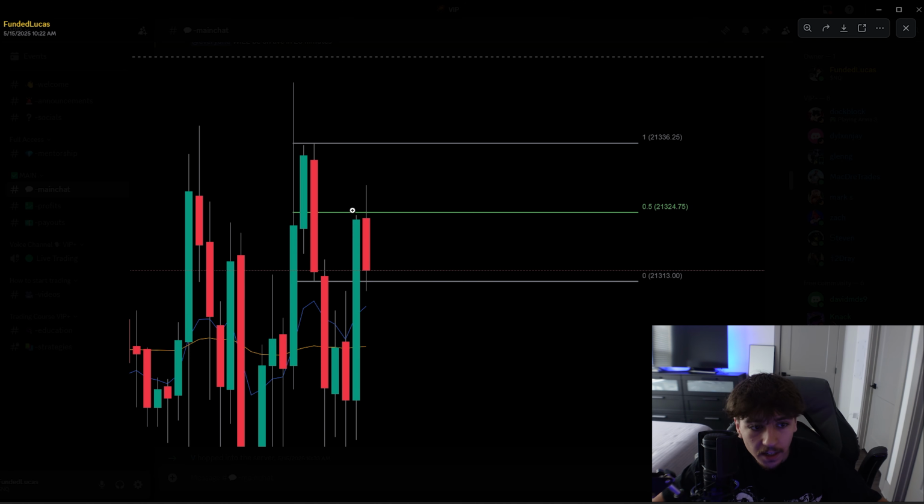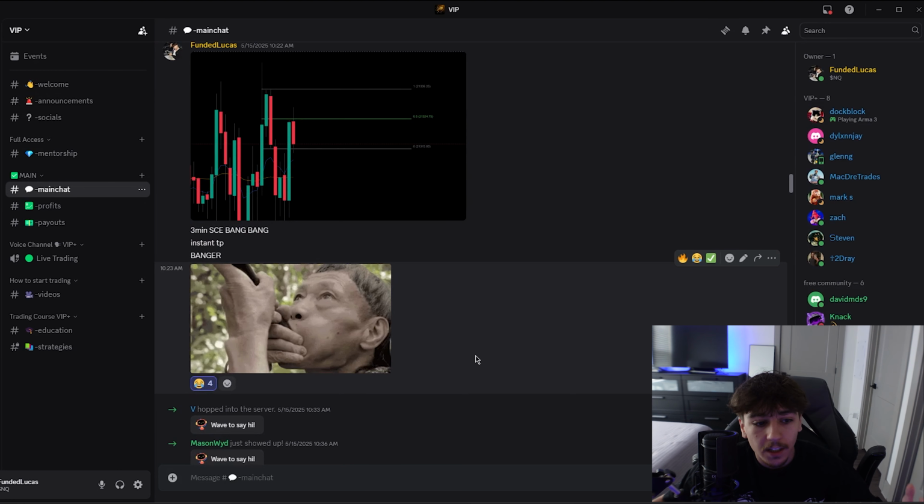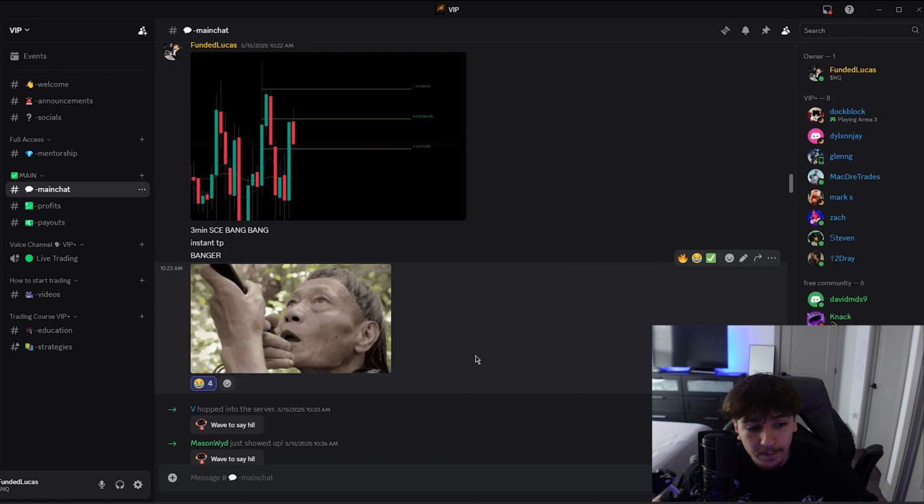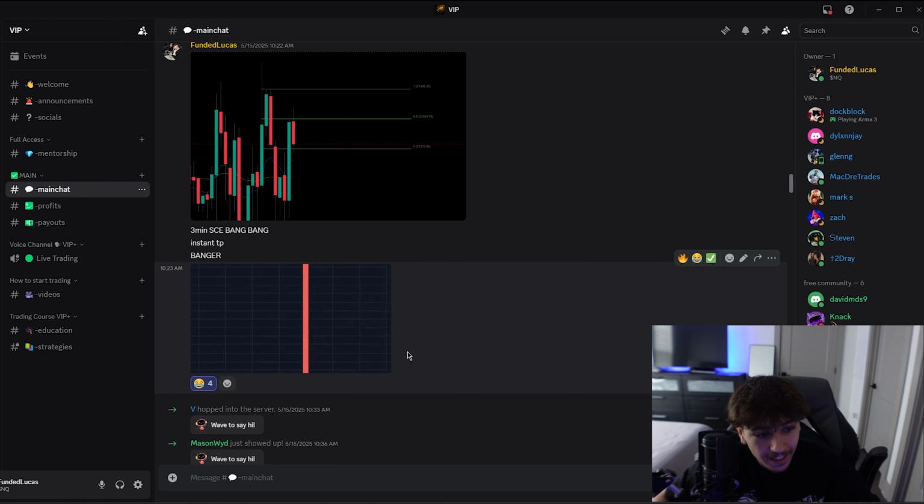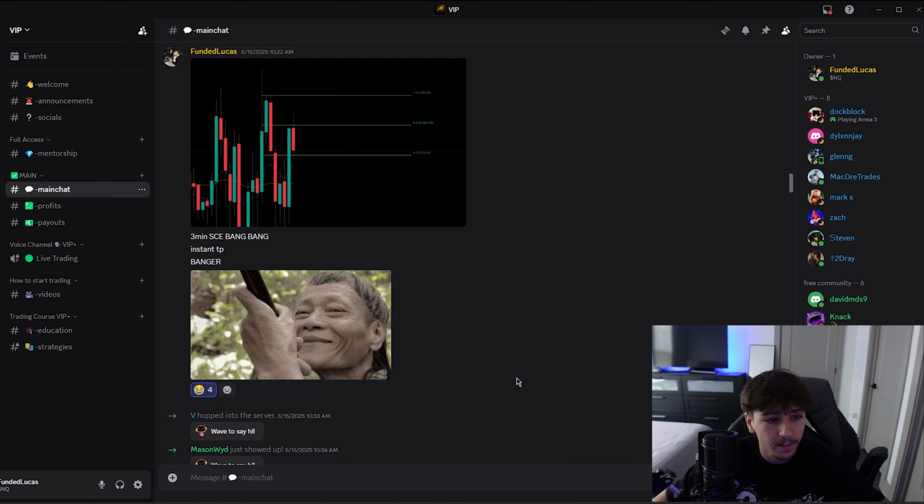We come back to the 50, the VWAP is like a little magnet that sucks it back down, and we're in a downtrend all day, and it made sense to me, so banger. You can see the Discord loved it too, man. This is literally us that day. We were just catching shorts all day.